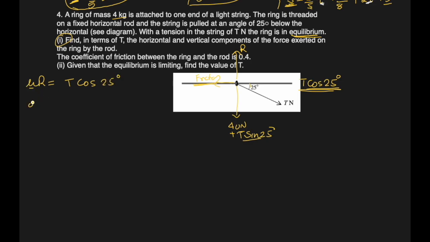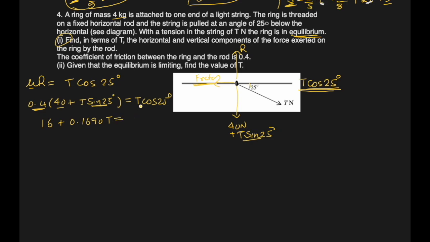Mu is given, which is 0.4 R, because this R is balancing these two, so it will be 40 plus T sine 25, that is R, equal to T cos 25 degrees. So we'll get T now. 0.4 times 40 will be 16. 0.4 times sine 25, let me use my calculator for this, will be 0.1690 T. So 0.4 multiplied by sine 25 is this, and T is T.